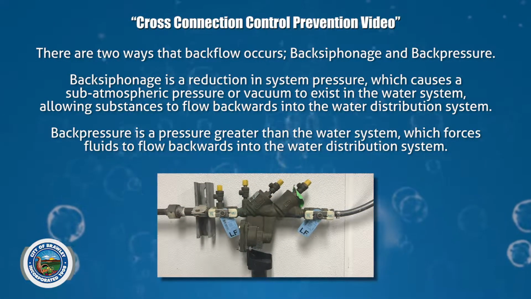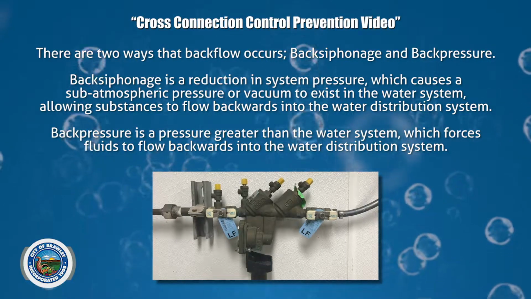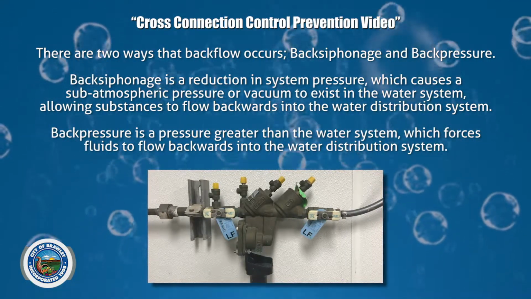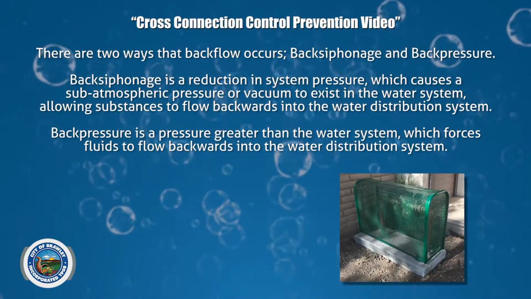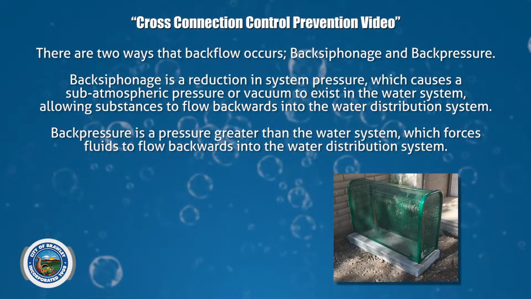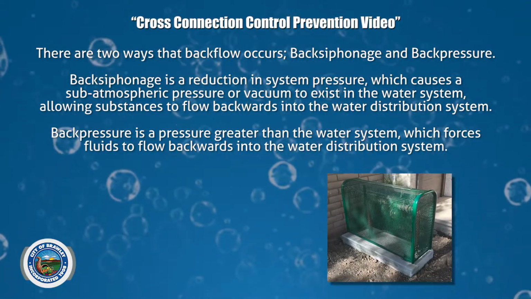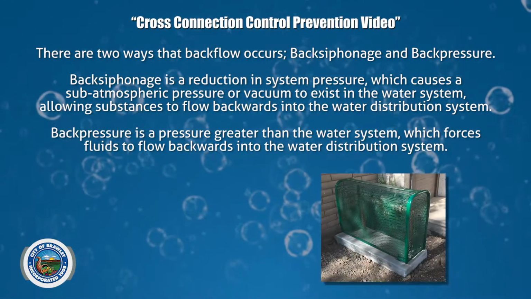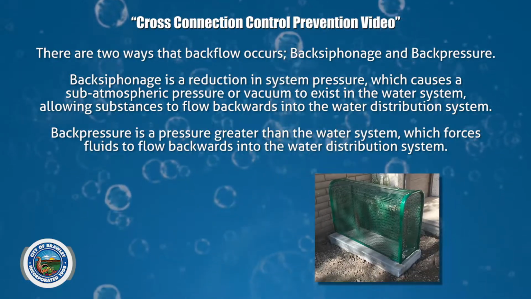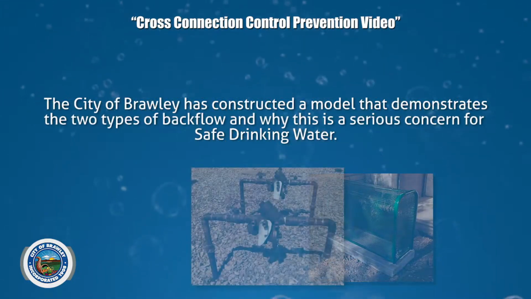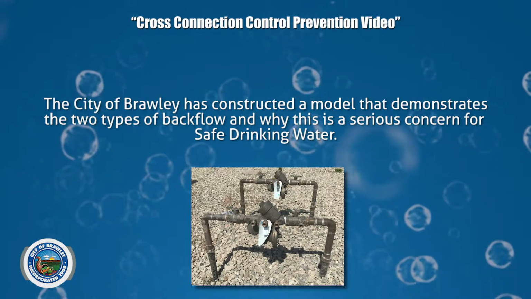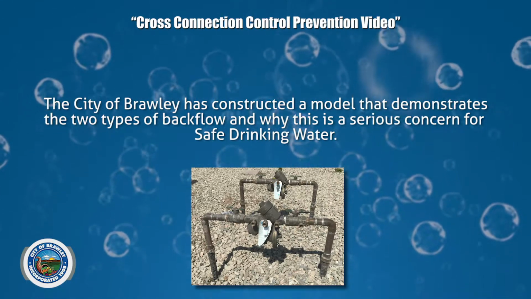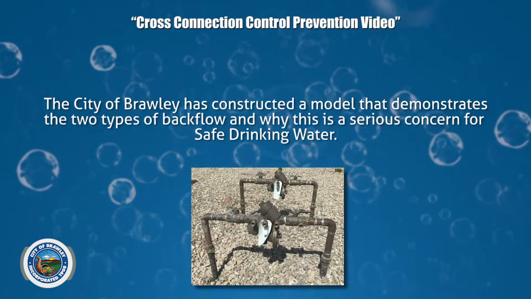Back siphonage is a reduction in system pressure, which causes a subatmospheric pressure or vacuum to exist in the water system, allowing substances to flow backwards into the water distribution system. Back pressure is a pressure greater than the water system, which forces fluids to flow backwards into the water distribution system. The City of Brawley has constructed a model that demonstrates these two types of backflow and why this phenomenon is a serious concern for the city in maintaining safe drinking water.